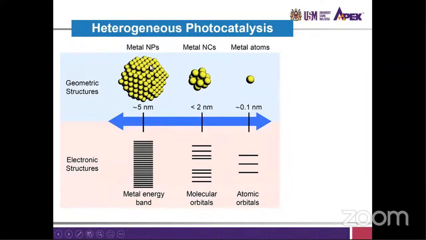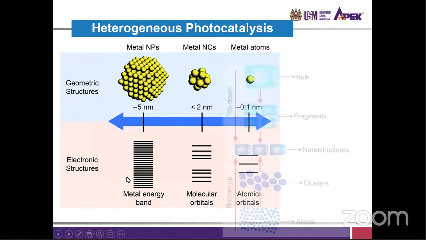Basically we have the geometry of the structure of the metal, where we have metal nanoparticles, metal nanocrystals and metal atoms. The structure as well as the size is different, as well as the electronic structures. For metal nanoparticles it is the metal energy band, for nanocrystals it is the molecular orbitals, and for atoms it is atomic orbitals. So we want to look at the metal nanoparticles.